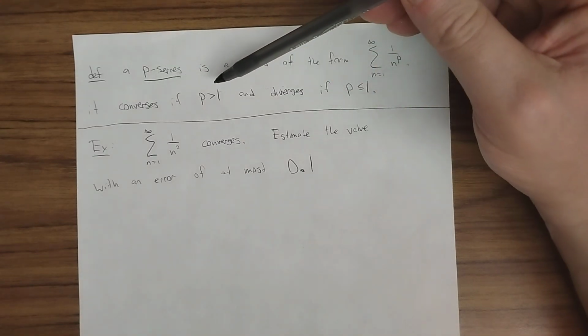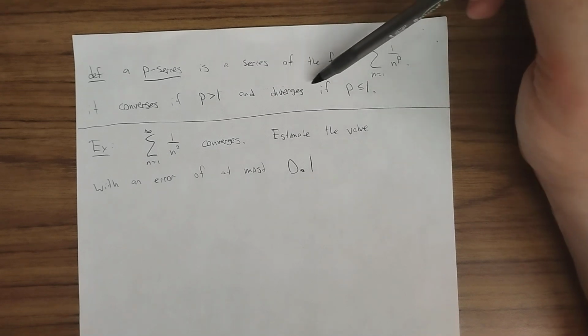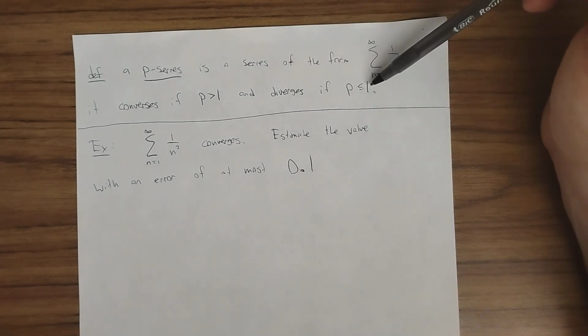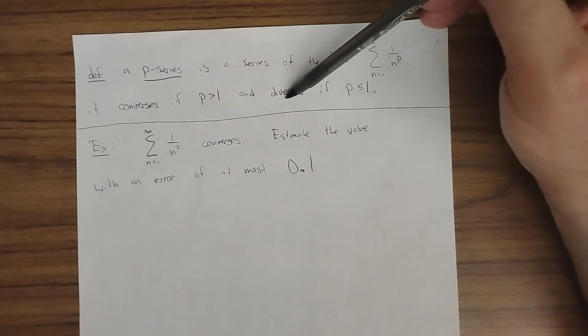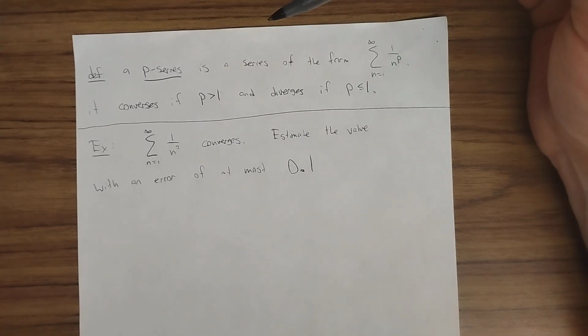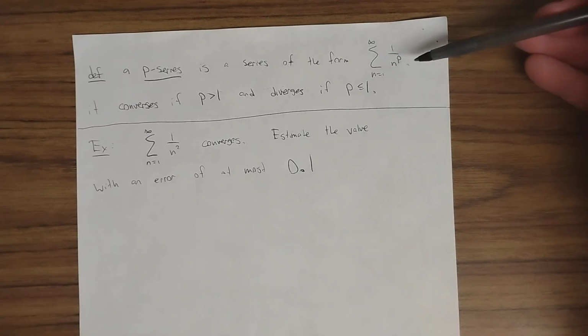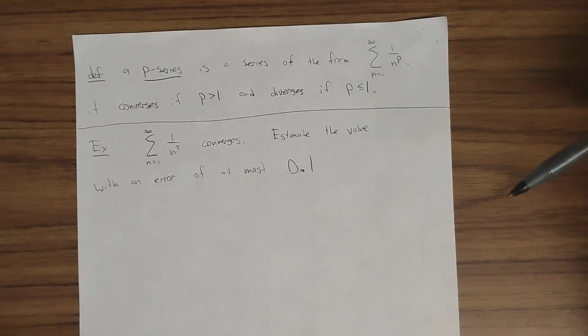This converges if p is greater than 1, and it diverges if p is less than or equal to 1. And just to remind you, we just did the case where p is equal to 1, and we found that it diverged. So it goes with what I'm saying now. This is worth remembering. P-series come up all the time.